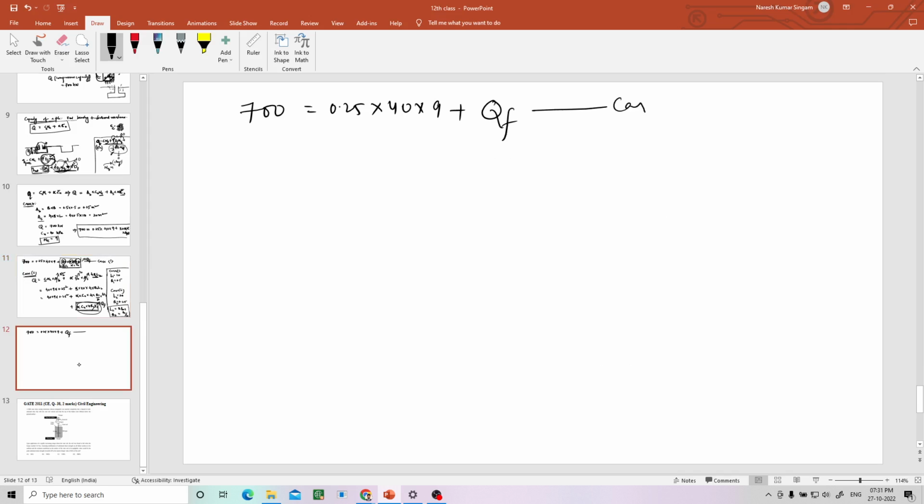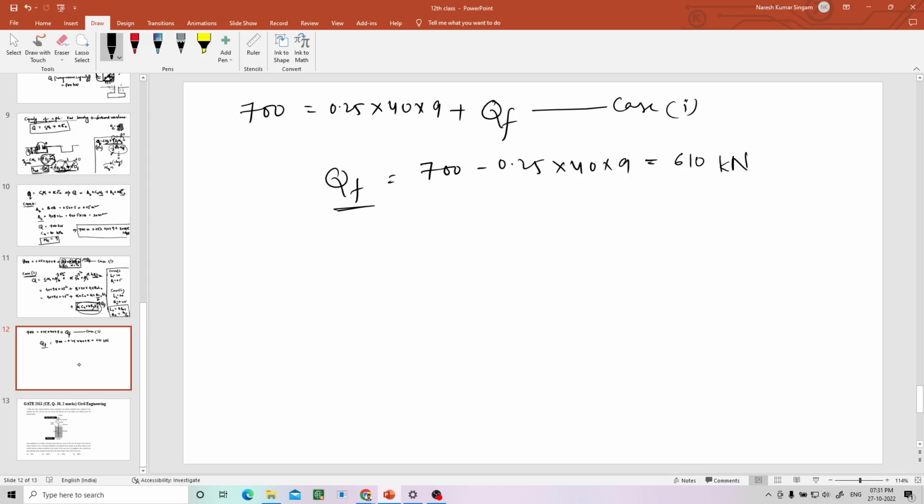Okay. Now what do I do? This is case 1. I'll find out what QF is from this. Can you tell me what this is? How much is this? 610. This is 610 kilonewton, right?